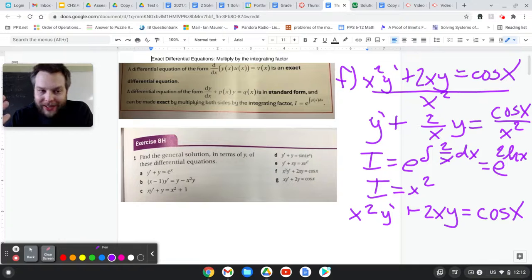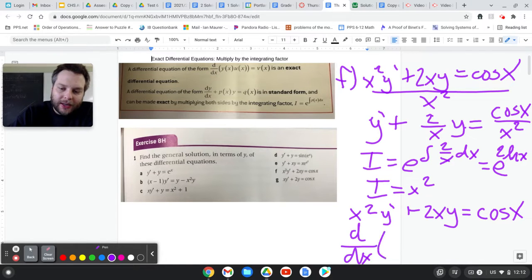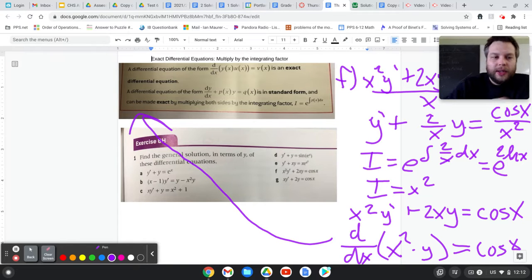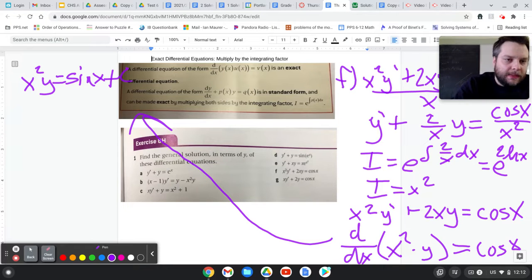And what we could have recognized at the beginning is that the left-hand side is the product rule of x squared times y. So now we integrate both sides. Let's slide it over here. Move my face over there. So the antiderivative of the left side becomes x squared y, and the antiderivative of the right side becomes sine of x. Yep, sine of x plus c. So your y value is sine of x plus c divided by x squared.